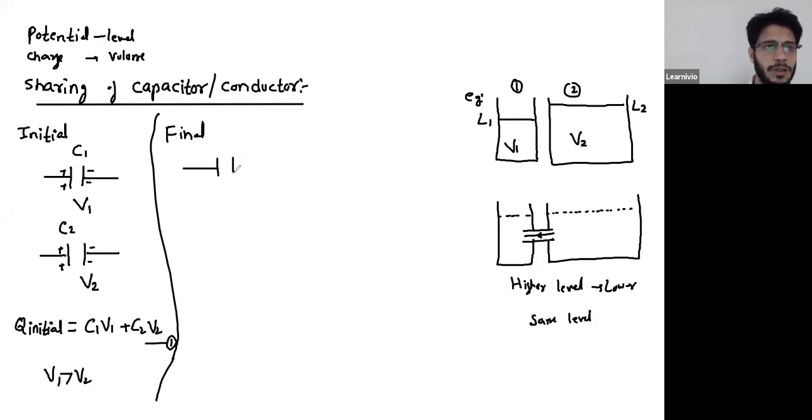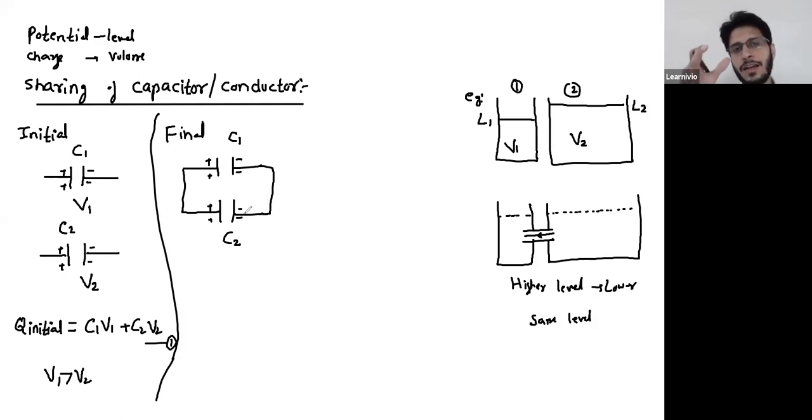Now, if I connect C1 and C2, what will happen if I connect these two capacitors, capacitor C1 and capacitor C2? Charge will flow. In which direction will this charge flow? From C1 to C2. Because charge always flows from a capacitor at higher potential to a capacitor at lower potential. And they will keep on flowing until they acquire same potential. Until both the capacitors acquire same potential, this charge will keep on flowing.